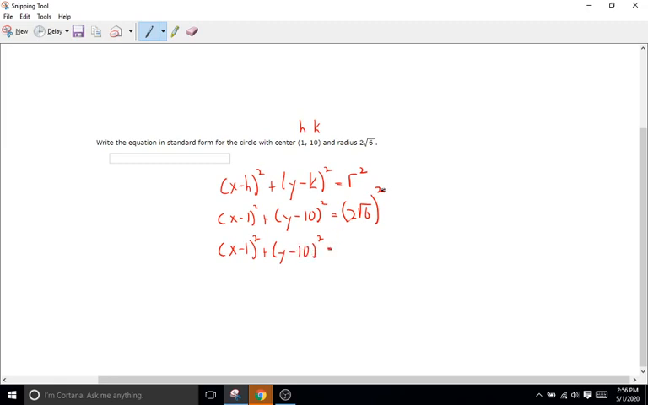Okay, and now we're going to square both things here. So we're going to square the 2. So 2 times 2 is 4. And then 6, no, the square root of 6 squared. The square and the square root cancel out, so it's just 6. So it's really just 4 times 6, which is 24.